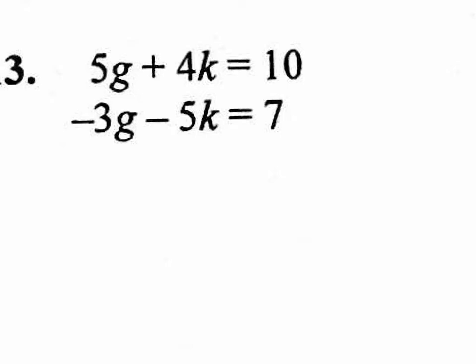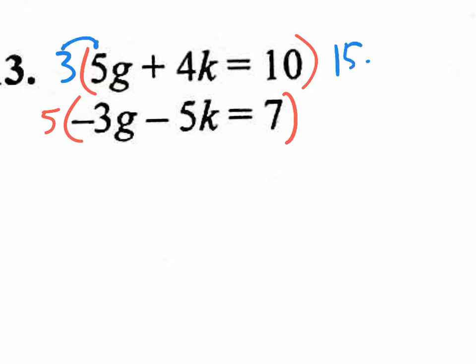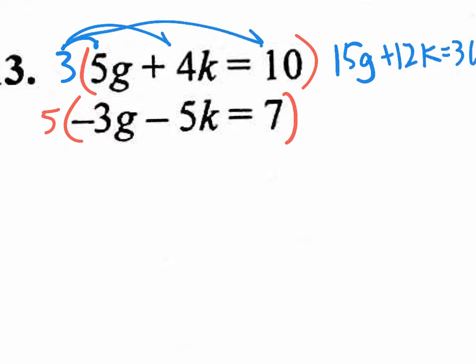K's, G's? I want to go with the G's. To cancel out G's, all I need to do is multiply this by 5 and multiply the top one by 3. So the top one, when I distribute, 3 times 5 is 15g, 3 times 4 is 12k, 3 times 10 is 30.